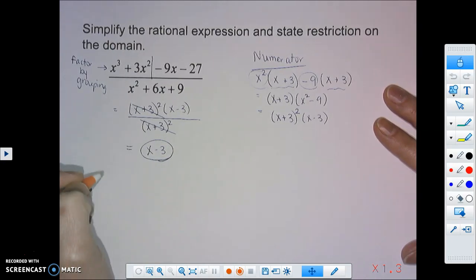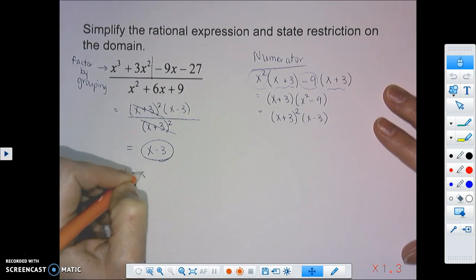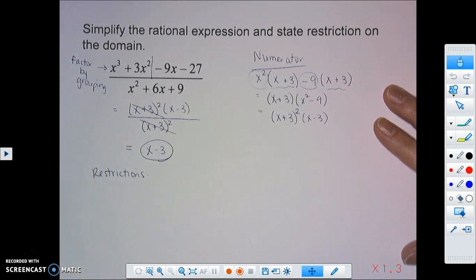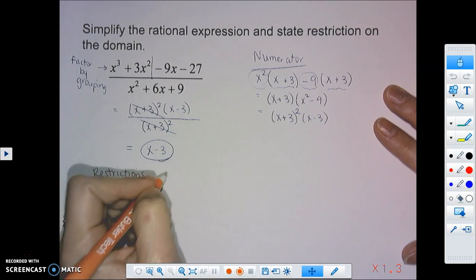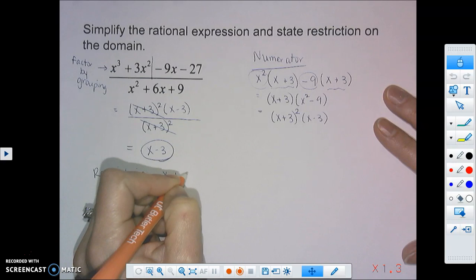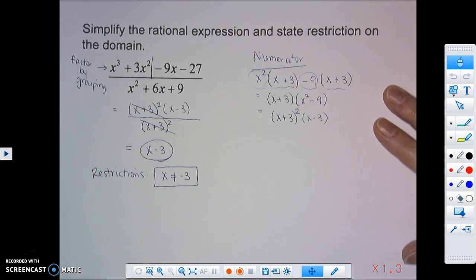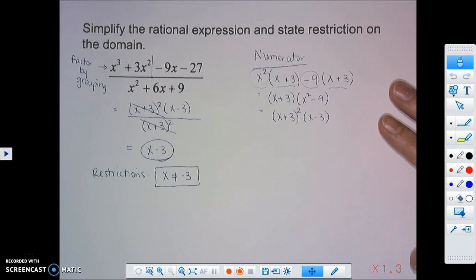For the second part of the answer, we do need to write our restrictions. Remember, when we're simplifying, we're only looking in the denominator after we've factored it, but before we've crossed things off. So that x plus 3 would produce the restriction that x can't equal negative 3. Again, the same steps are going to happen over and over again as you're going through these different questions. It's just a matter of what type of factoring is being used for the problem.